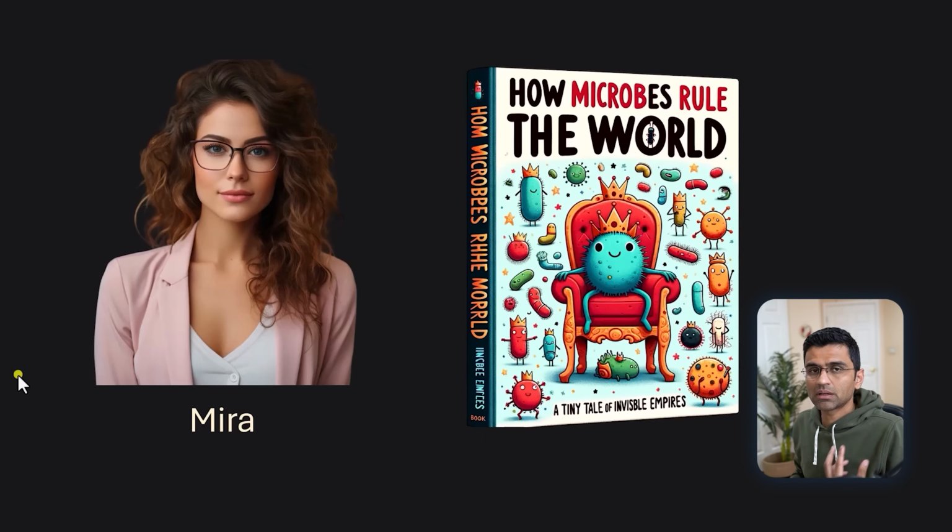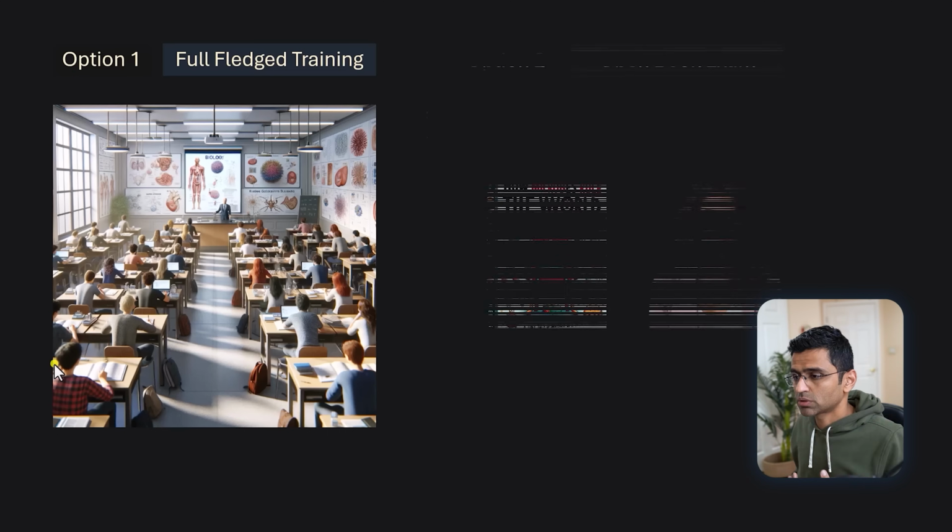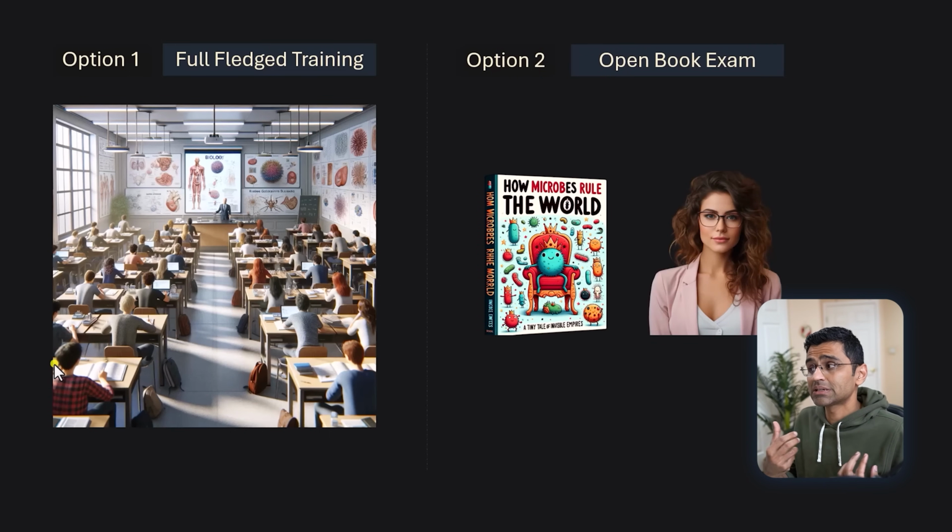Now you can do this thing in 2 ways. Option 1 is full-fledged training, where she goes to a college, attends biology classes for 1 entire year and becomes expert in biology. Option number 2 is, if the exam committee is allowing open book exam, Mira can take this book with her. You might be aware about open book exam concept, where you can take a book in the examination and you can refer to the book to write the answer. Which option will you go for? Obviously option number 2, because you will save time and money both.